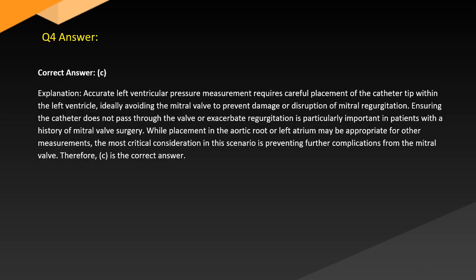Answer. Correct answer: C. Explanation. Accurate left ventricular pressure measurement requires careful placement of the catheter tip within the left ventricle, ideally avoiding damage to the mitral valve or worsening of mitral regurgitation. Ensuring the catheter does not disrupt the valve or exacerbate regurgitation is particularly important in patients with a history of mitral valve surgery, while placement in the aortic root or left atrium is appropriate for other measurements. The most critical consideration in this scenario is preventing further complications from the mitral valve. Therefore, C is the correct answer.